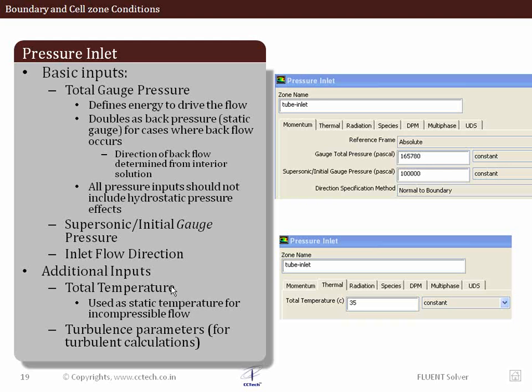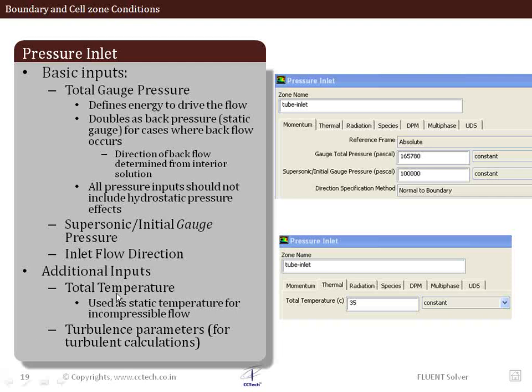So the basic inputs which are required for pressure inlet are the total gauge pressure. It defines the total energy which will drive the flow. We need to specify the direction in which the flow is entering, and it should not include the hydrostatic pressure. If you are having gravity effects also, you should not include the hydrostatic pressure part. This will be automatically calculated by Fluent.